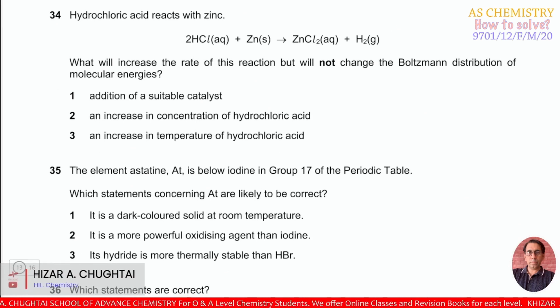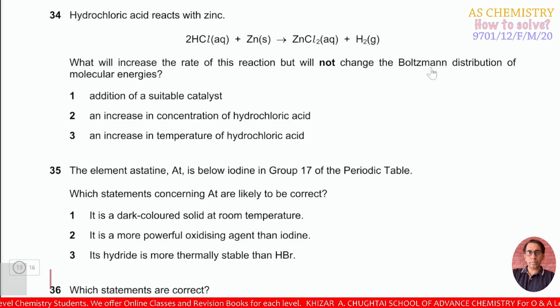Question number 34. Hydrochloric acid reacts with zinc. HCl plus zinc goes to ZnCl2 plus H2. What will increase the rate of reaction but will not change the Boltzmann distribution of molecular energies? So a parameter that is going to change the rate of reaction, but it will not change the Boltzmann distribution of molecular energies. It will not change the molecular energy.